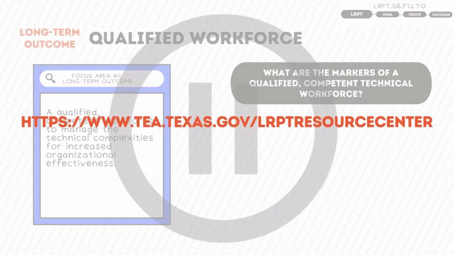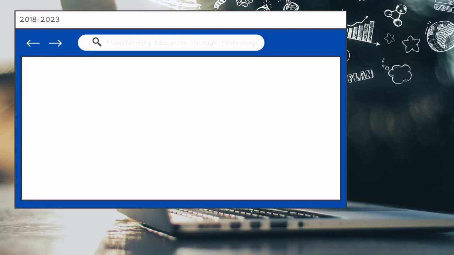Pause the video here and use your workbook to write how you would identify this outcome in your technical support team. We've covered everything for the first focus area in strategic goal number 6. Now what?